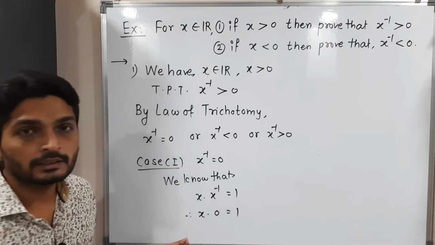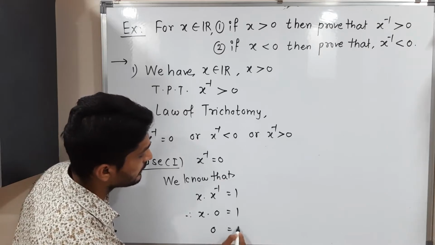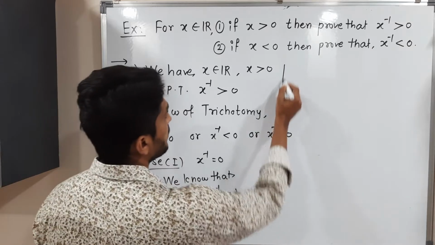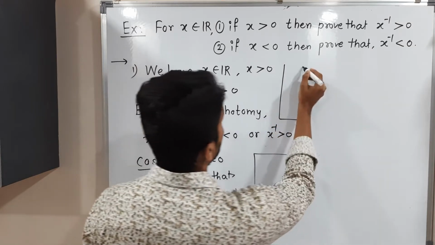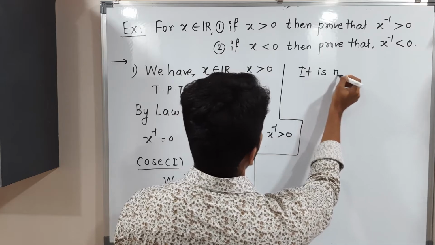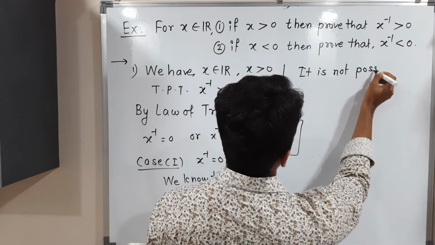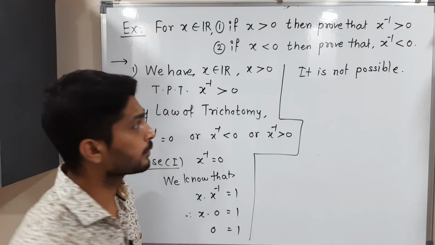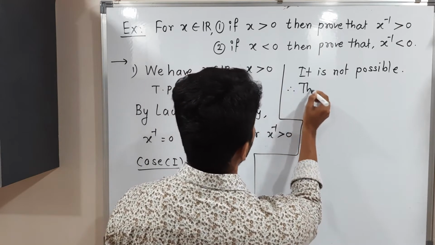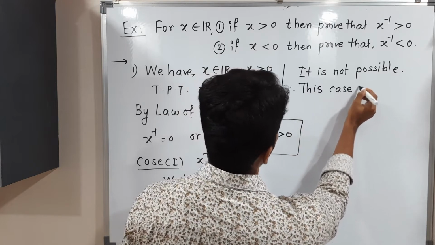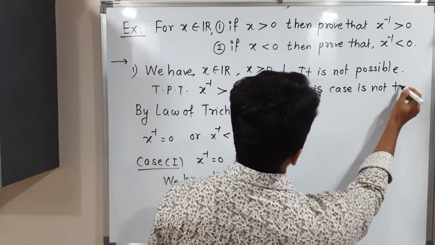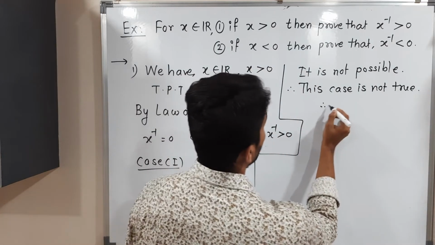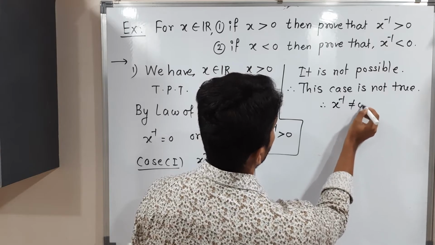See, 0 into anything is 0, so obviously 0 is equal to 1. Is it possible that 0 is equal to 1? No, it is not possible. I'll mention here, it is not possible. So therefore, this case is wrong, this case is not true. So x inverse is not equal to 0.